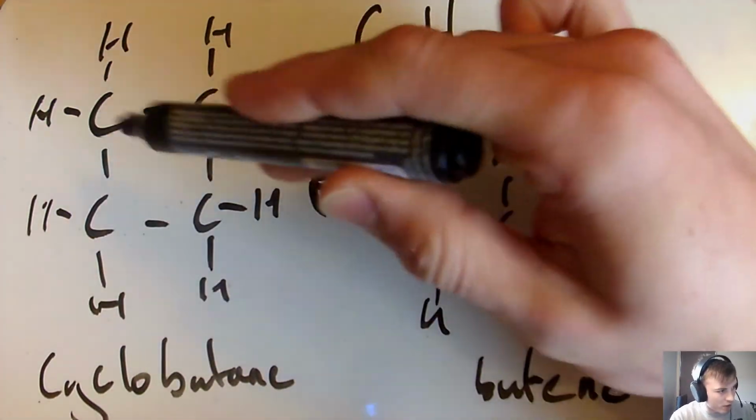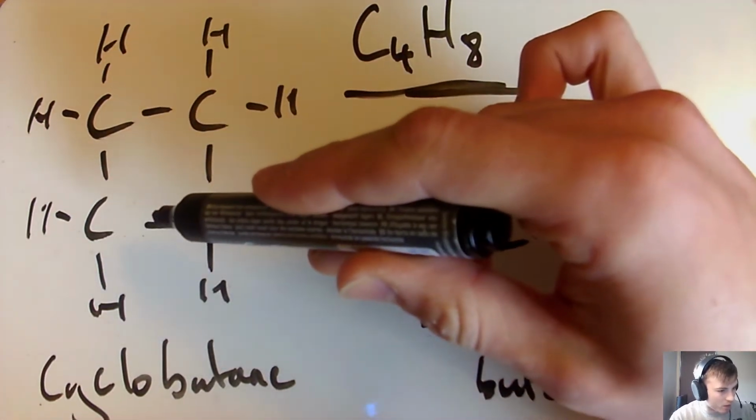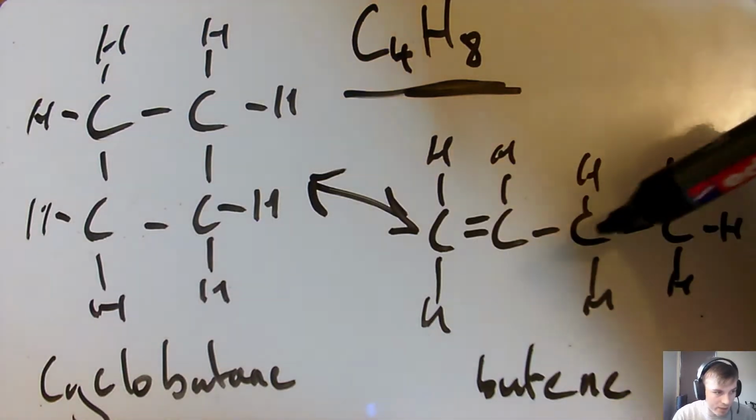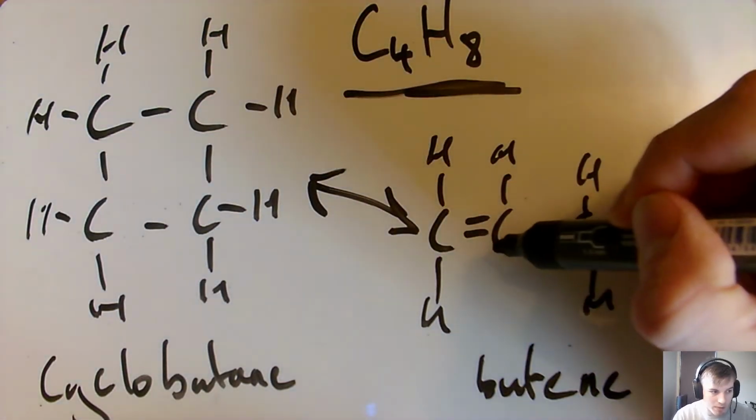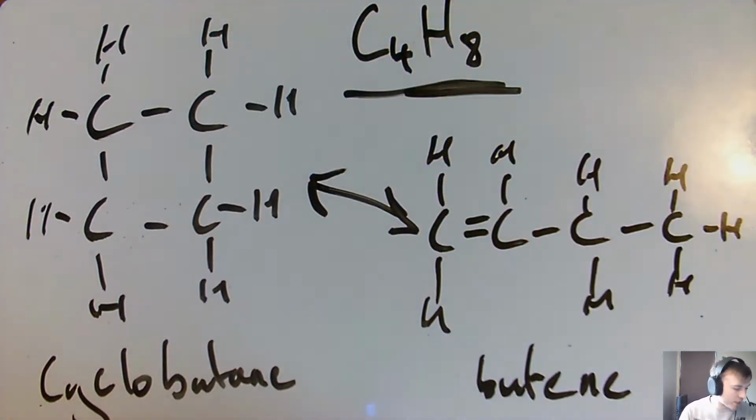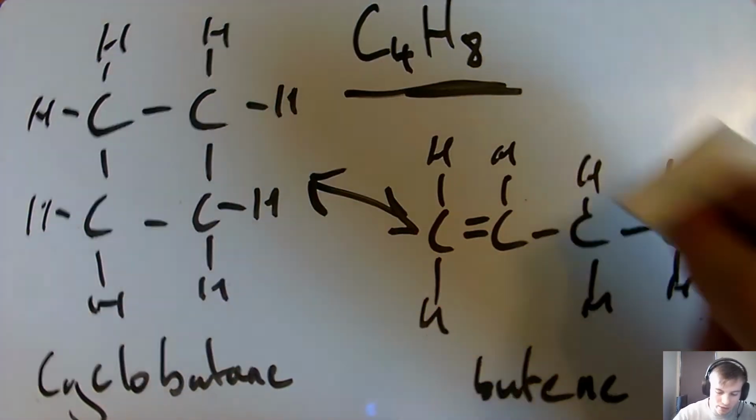This has a ring structure, no carbon-carbon double bond, and this one is a linear structure but has a carbon-carbon double bond, so it will have different properties. So we know how to identify these. It's like Lego bricks. You can use the same sort of Lego bricks, but you can make something different every single time.